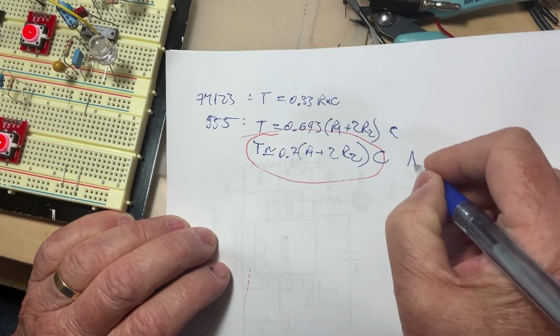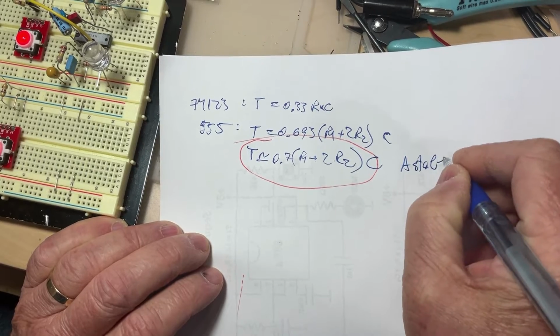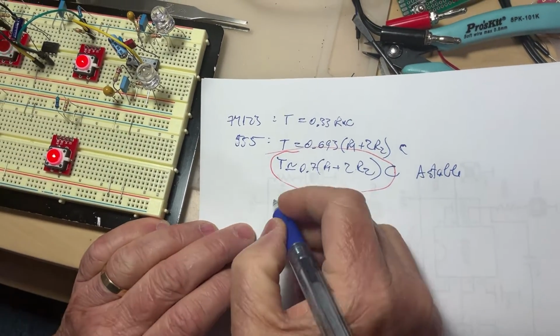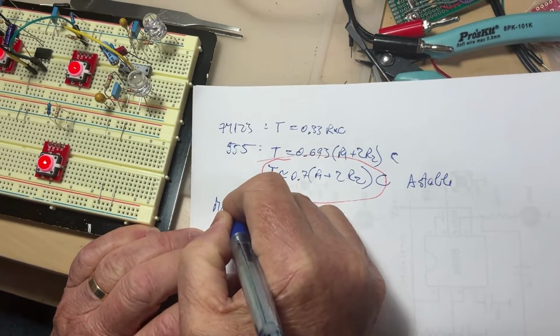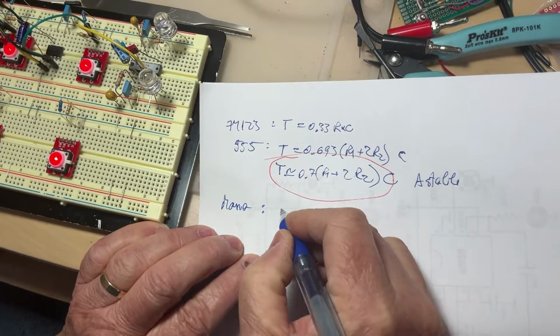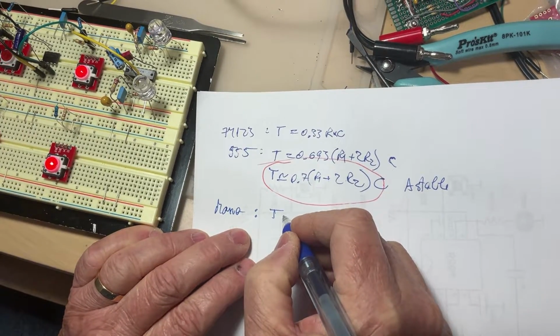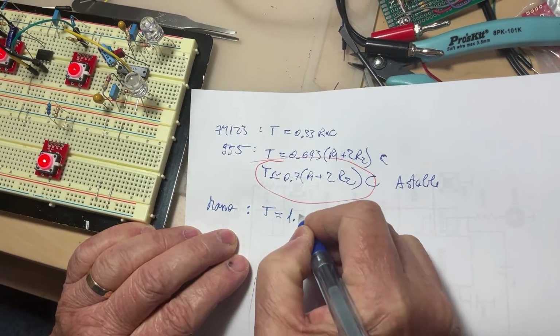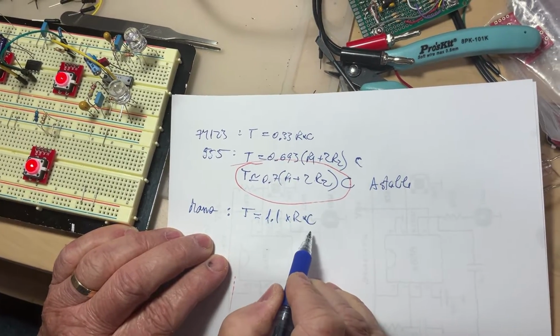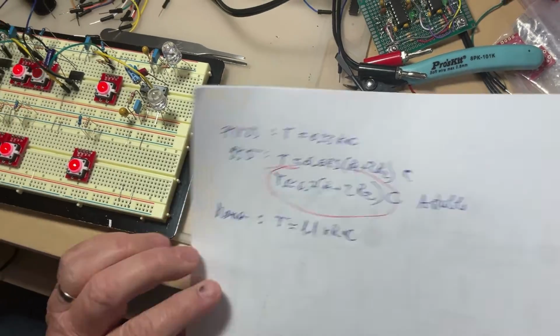So this is the formula for the astable circuit, but not for the monostable. For the monostable circuit, the formula is going to be 1.1 times the resistor times the capacitor. What resistor, what the capacitor, we're going to see in a couple of seconds.